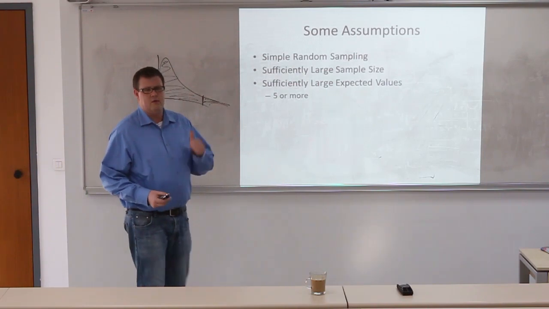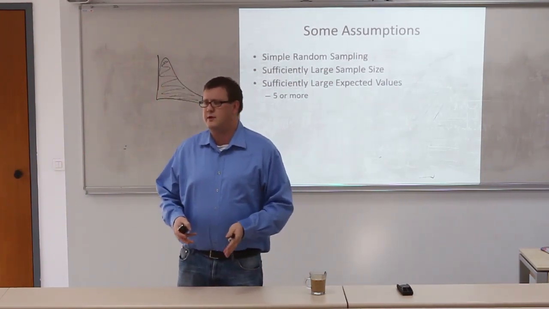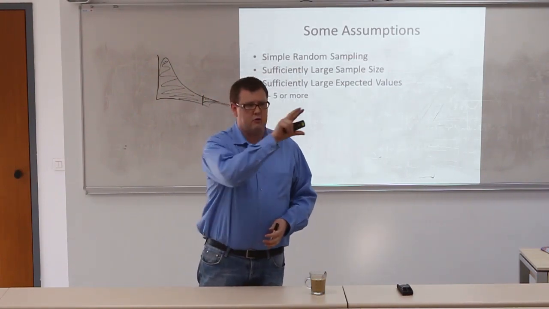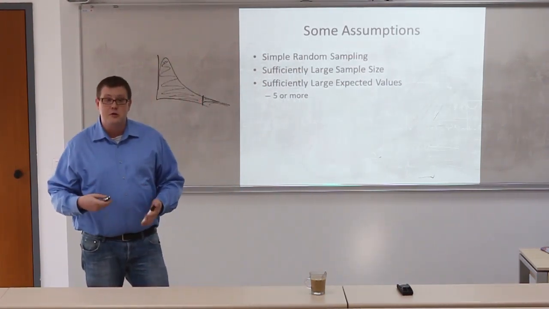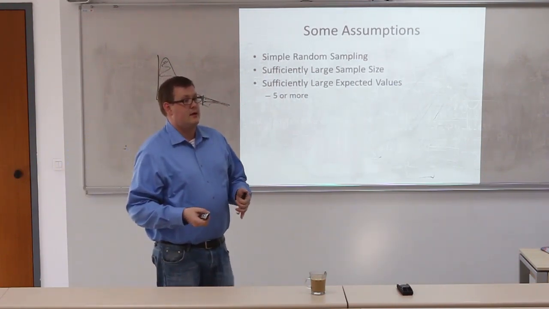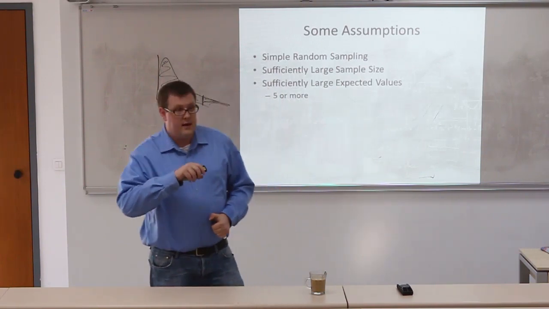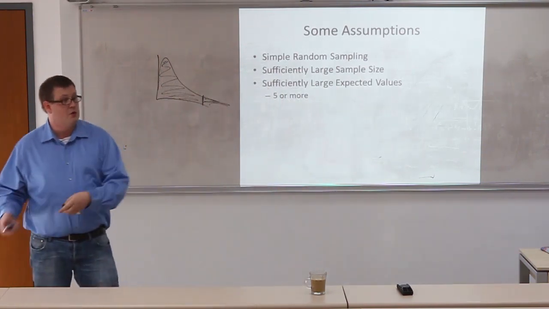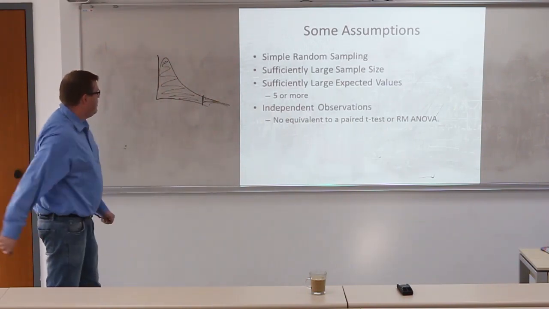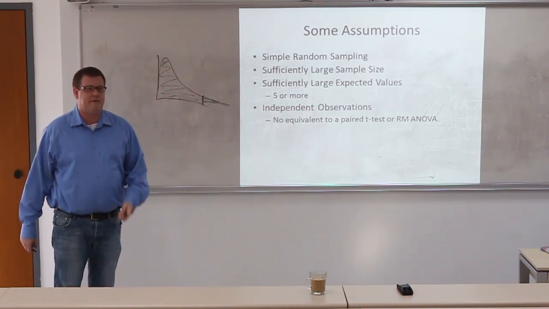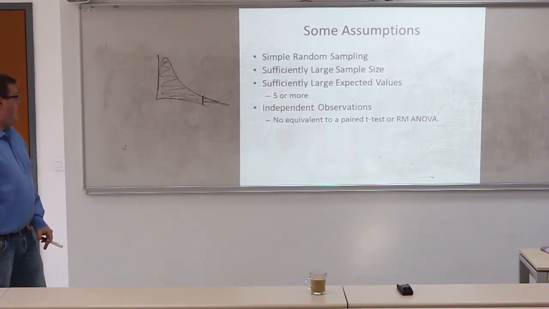The common rule of thumb is that you should expect 5 or more observations for each of the groups that you're looking at. If you can't expect 5 or more, then you should use a more exact test, like the binomial, or for the case of the independent multinomial, there's also a different test, the Fisher's exact. Okay, you're also assuming independent observations, which should be sort of a given, simple random sampling.